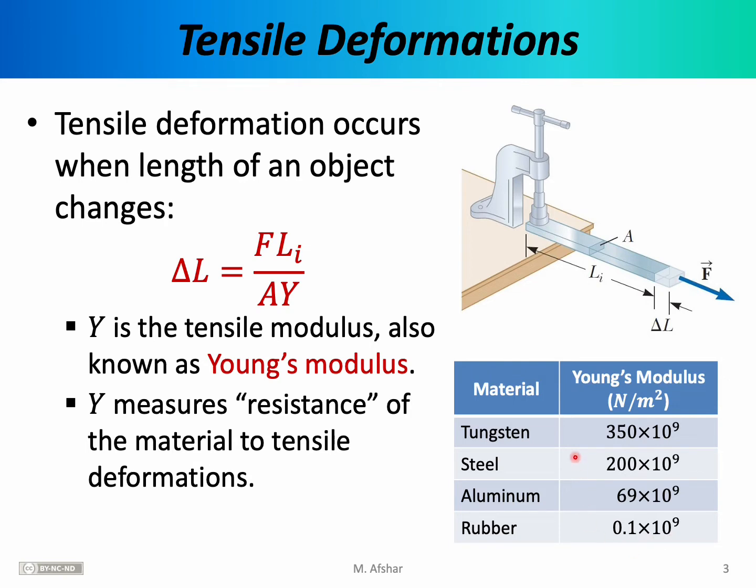Steel, on the other hand, is a relatively strong material. It's difficult to stretch or change the length of a steel rod, so as you can see, its Young's modulus is a relatively large number. You don't really need to memorize any of these numbers, but given these numbers, you should be able to calculate the change in the length of the rod, given the force, its initial length, and the cross-sectional area.